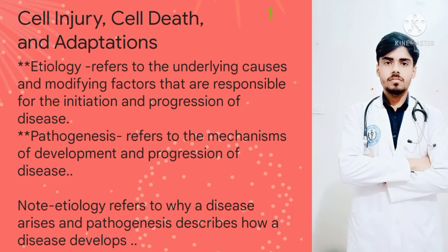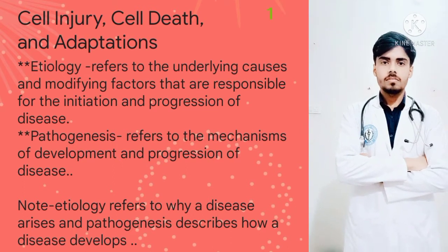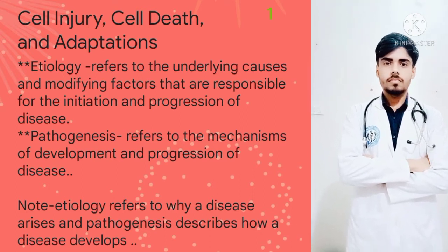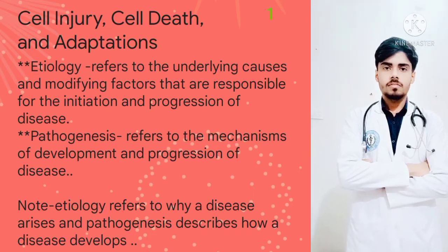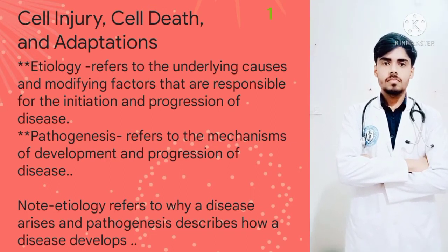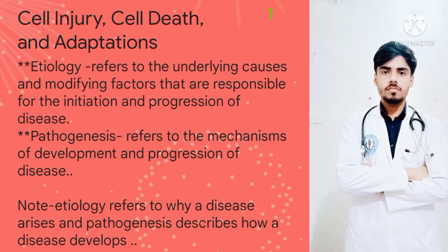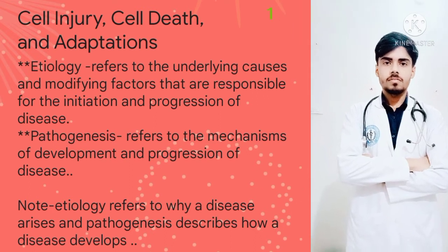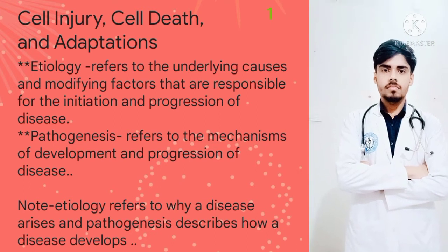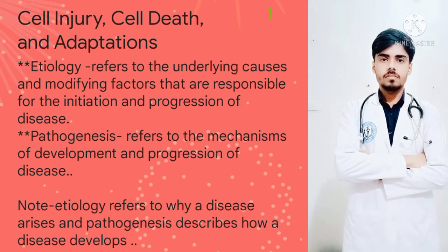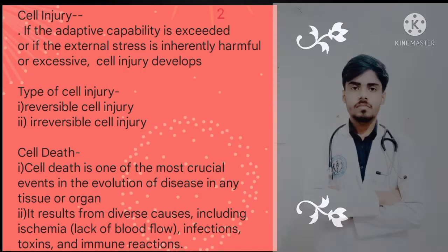Before discussing cell injury and cell death, we should know about etiology and pathogenesis. What do you understand by etiology? Etiology refers to the underlying cause and modifying factors that are responsible for the initiation and progression of disease, while pathogenesis refers to the mechanism of development and progression of disease. So, we can say that etiology refers to why a disease arises, while pathogenesis describes how a disease develops.